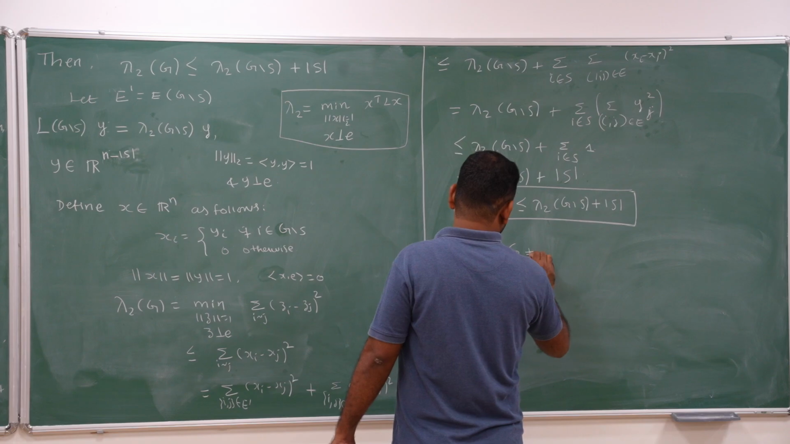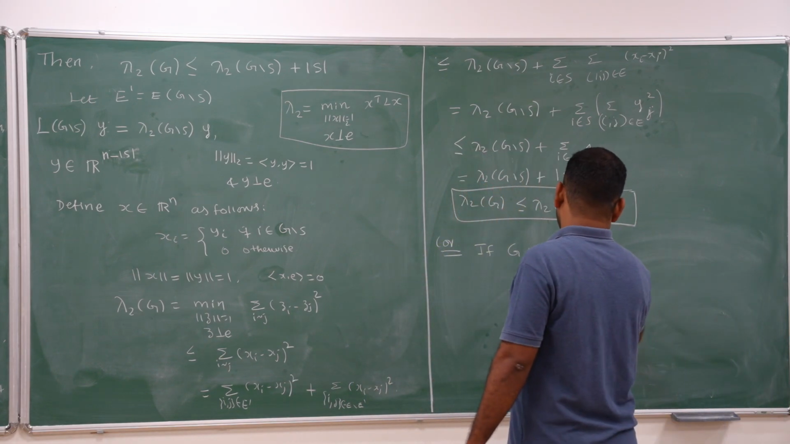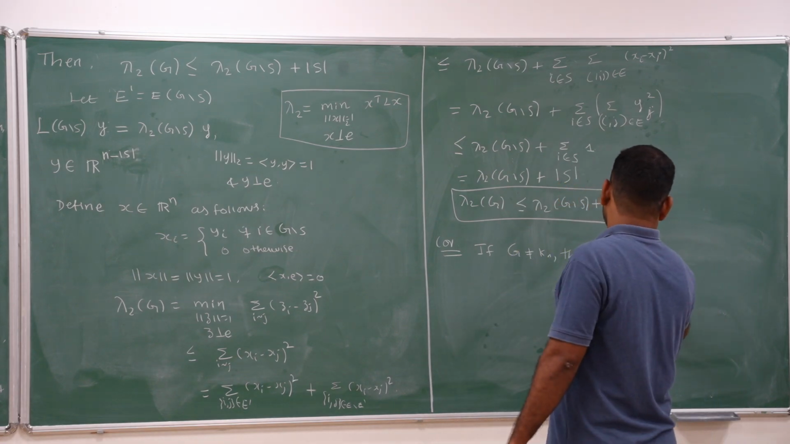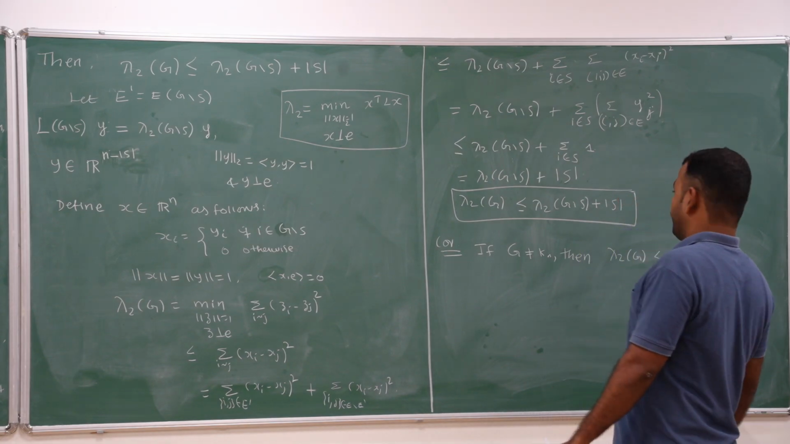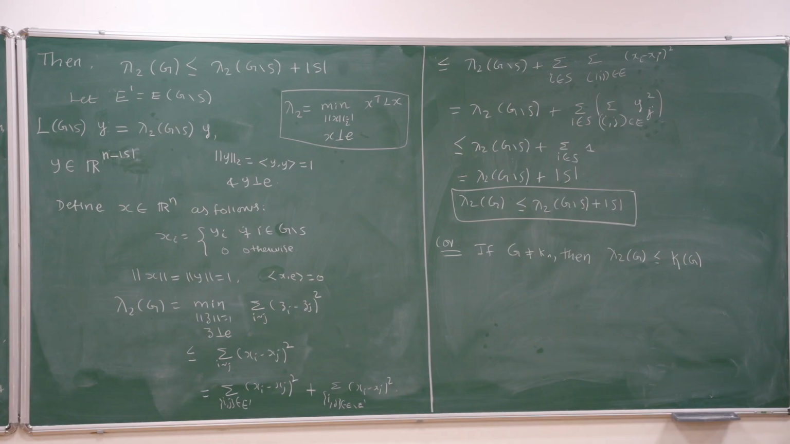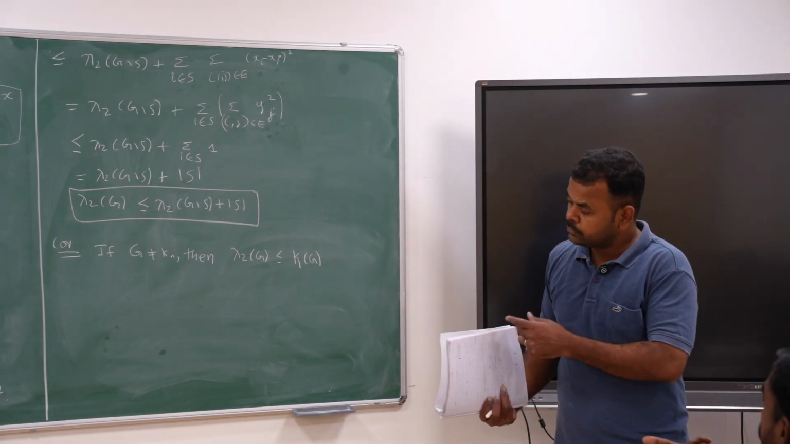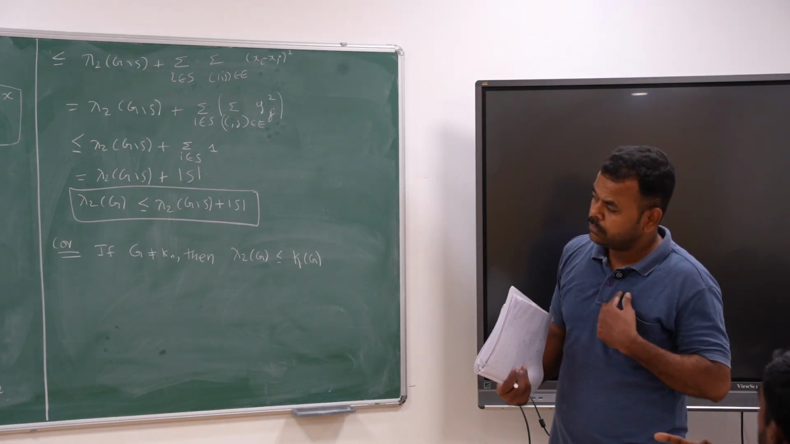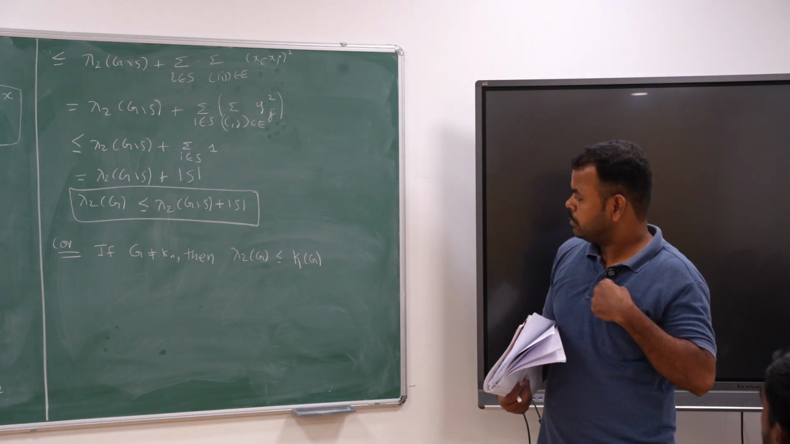if G is other than Kn, the complete graph on n vertices, then you have lambda 2 of G is less than or equal to the algebraic connectivity of G. Interlacing property? You don't need interlacing here. We are considering only induced subgraphs whenever we are removing S from G. So that second smallest eigenvalue is always greater than or equal to the second smallest eigenvalue.